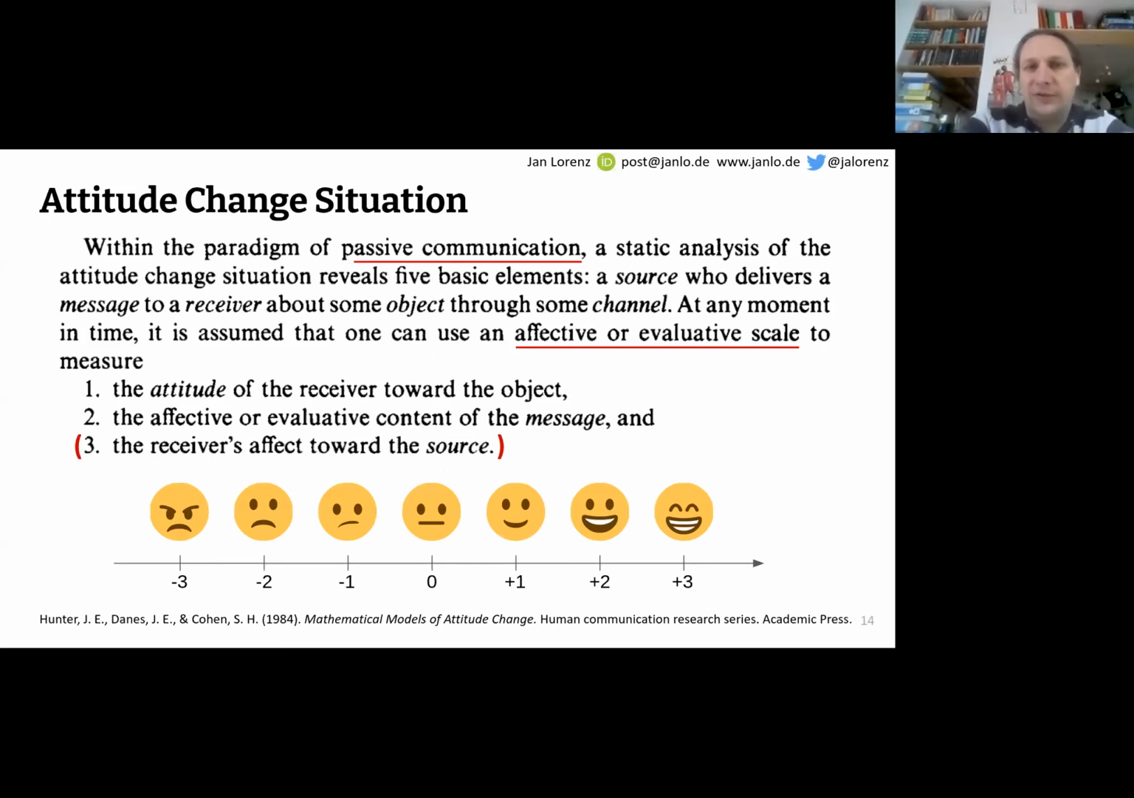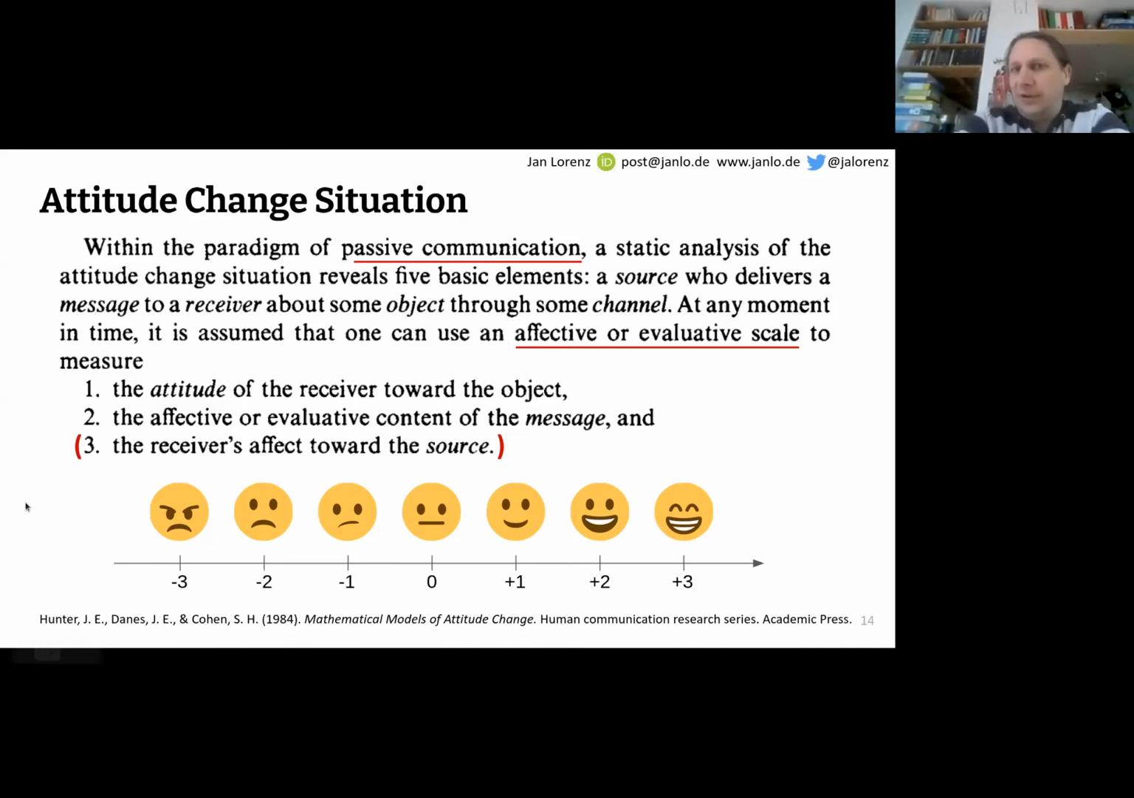And it's all about, this is the basic setup somehow. So they have this passive communication paradigm, is what they mean with, we have a receiver, and we have a source which broadcasts the message, and then the receiver might change the attitude. And underlying is always this idea: at any moment in time, we can measure attitudes on an affective or evaluative scale, something like what I show here with emojis.